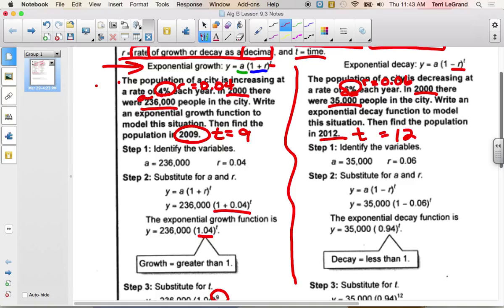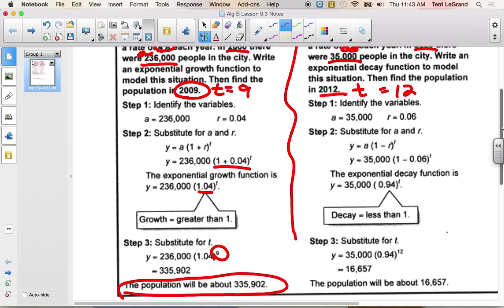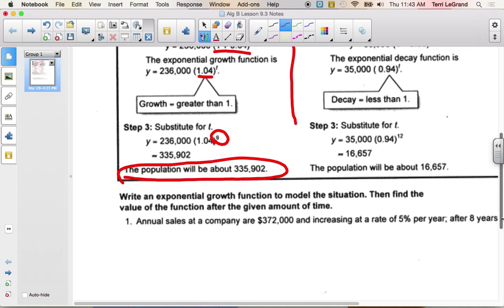Okay, without even looking down at the answer, if there are 35,000 people to start with and the population is decreasing at 6% per year, what better happen? Better get smaller. Better end up with a number less than what? Less than 35,000. And notice, it did get less than 35,000.